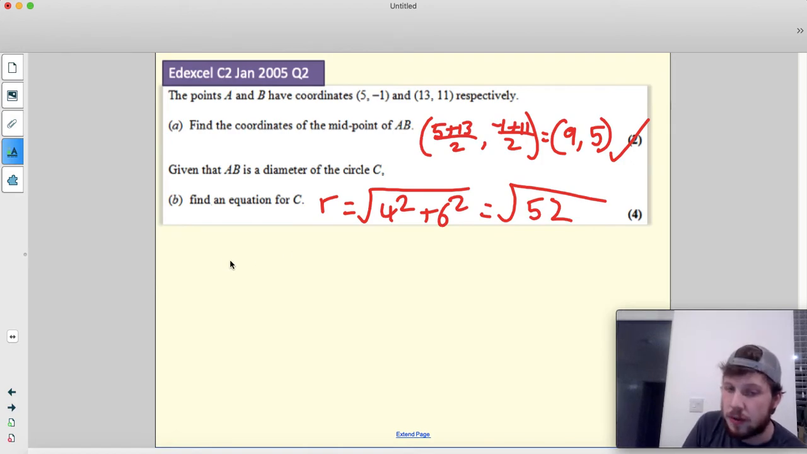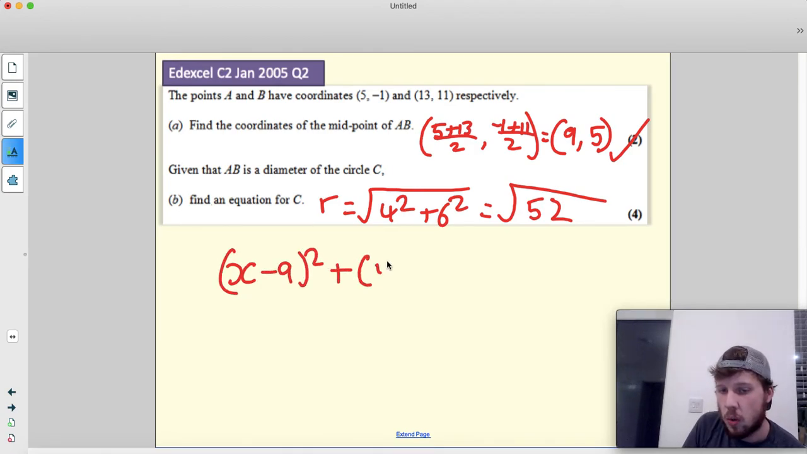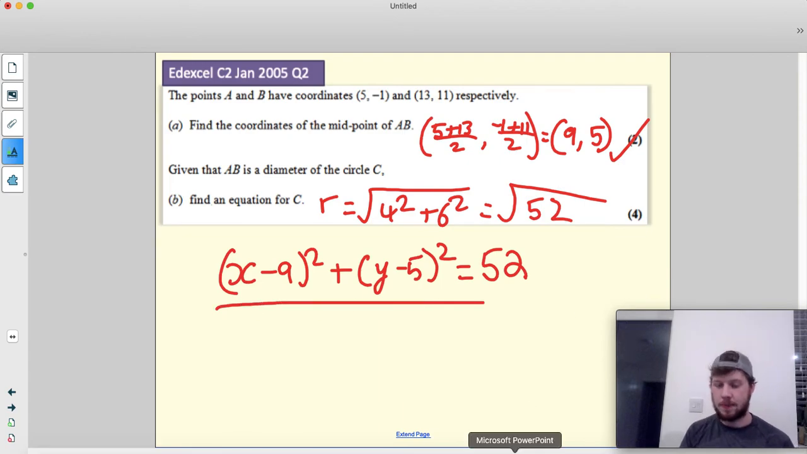Substituting it into the original formula, we're going to get (x - 9) squared plus (y - 5) squared, and that's going to be equal to our radius squared, which will leave us 52.